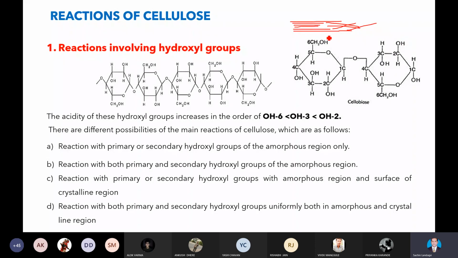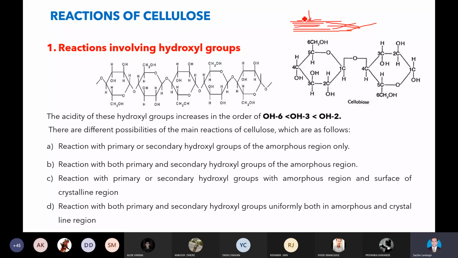Now, we are talking about the reactions of the primary or secondary hydroxyl groups of the amorphous region. Means either the secondary will be involved or the primary will be involved. Then the second type of reaction, both secondary as well as primary. Then the third case is primary or secondary hydroxyl groups of the amorphous region and the surface of the crystalline region. Means in the amorphous region there will be the reaction of primary or secondary, but additionally whatever hydroxyl groups are there on the surface.